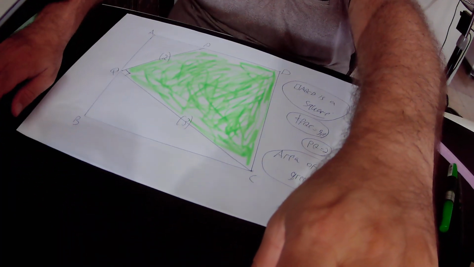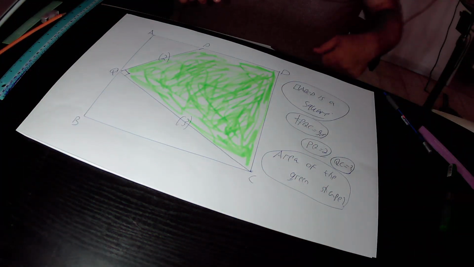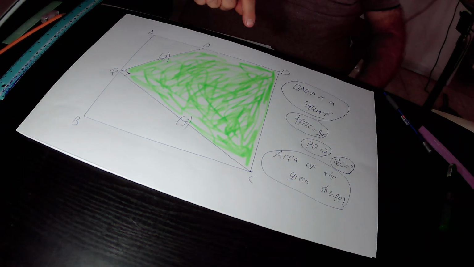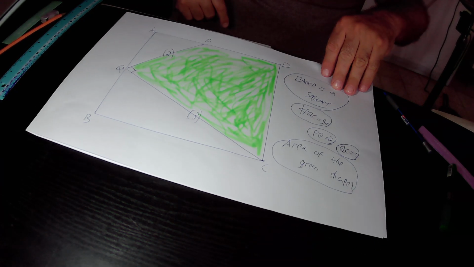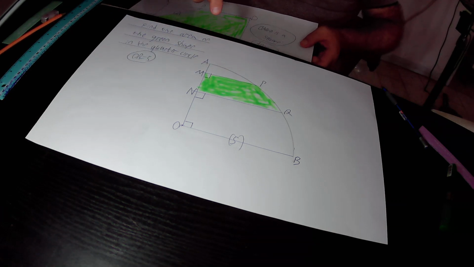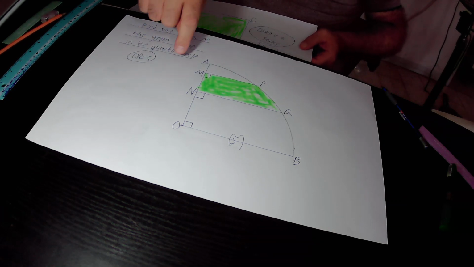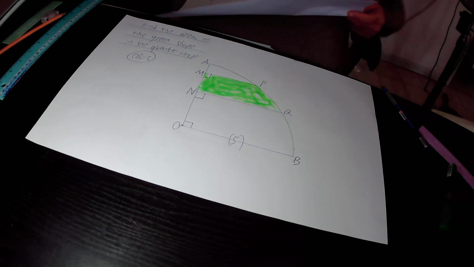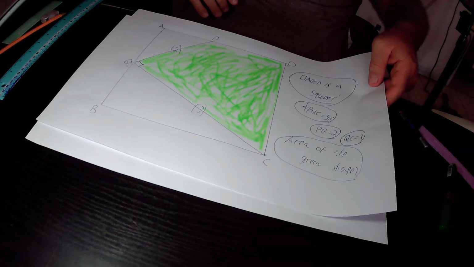Hello, in this lecture we'll answer two questions. In the first question, we find out the area of this green shape that is inside square ABCD. And in the second question, we find out the area of this green shape that is inside quarter circle AOB. So we start with the first question.